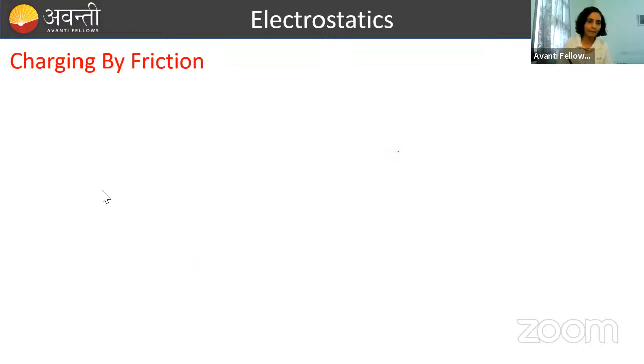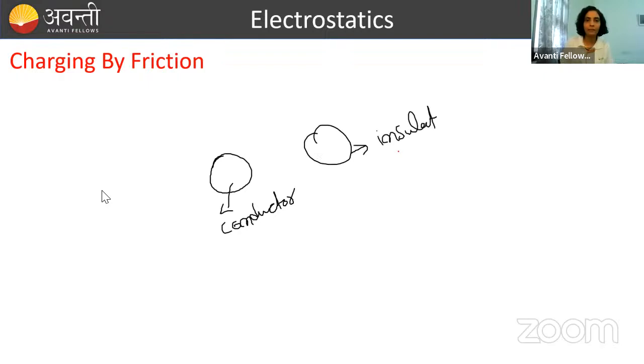Or let's do something else. To make you understand better, let's take one conductor. Suppose this is a conductor, okay? And another one is this, an insulator, okay? You all know a little bit of chemistry, right?